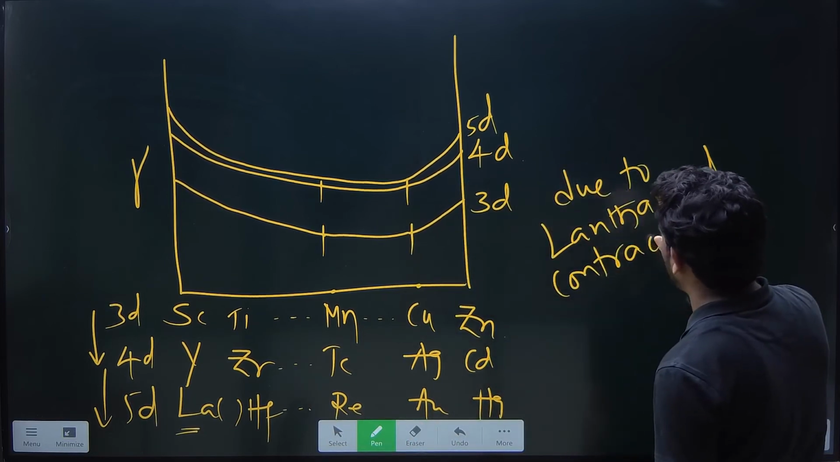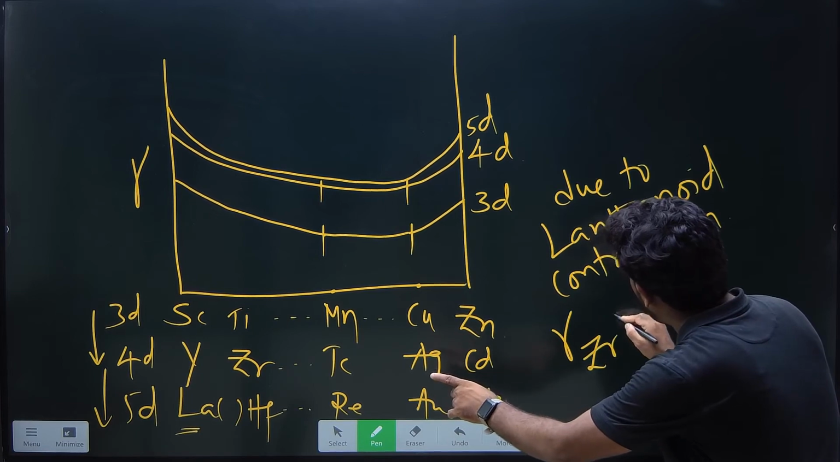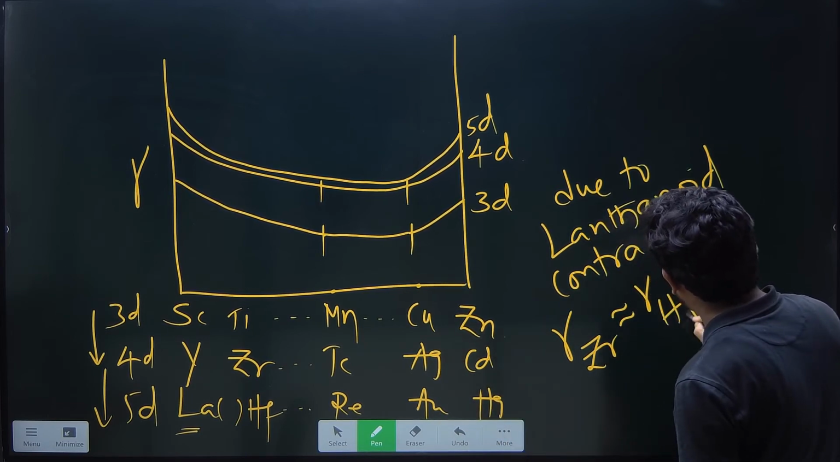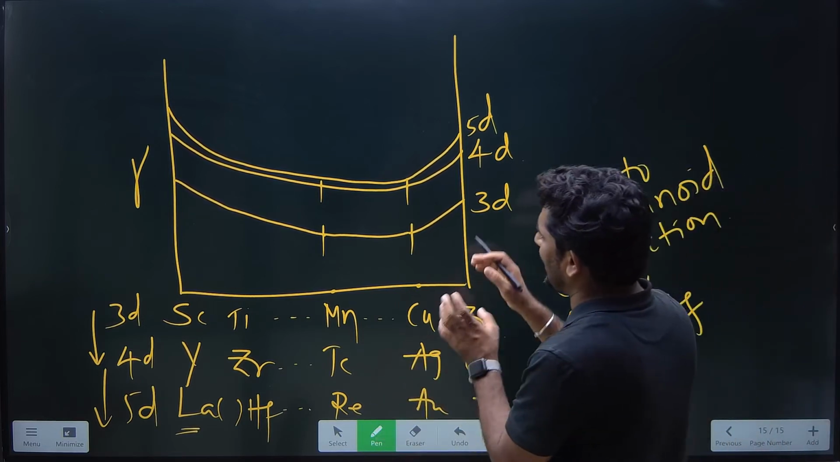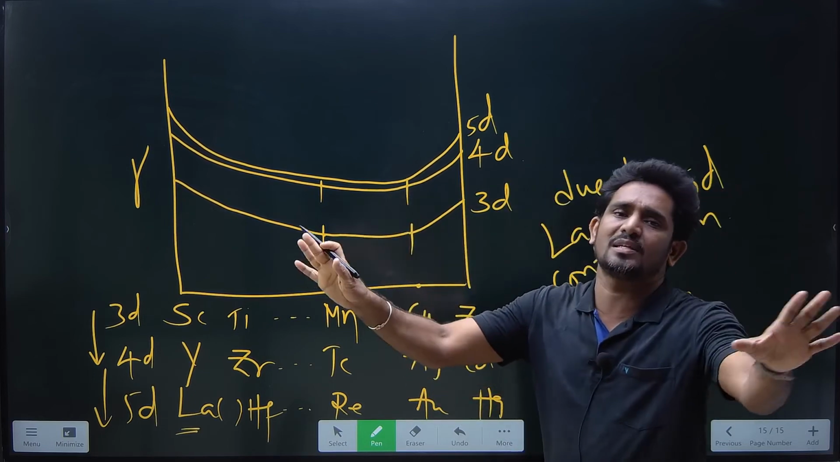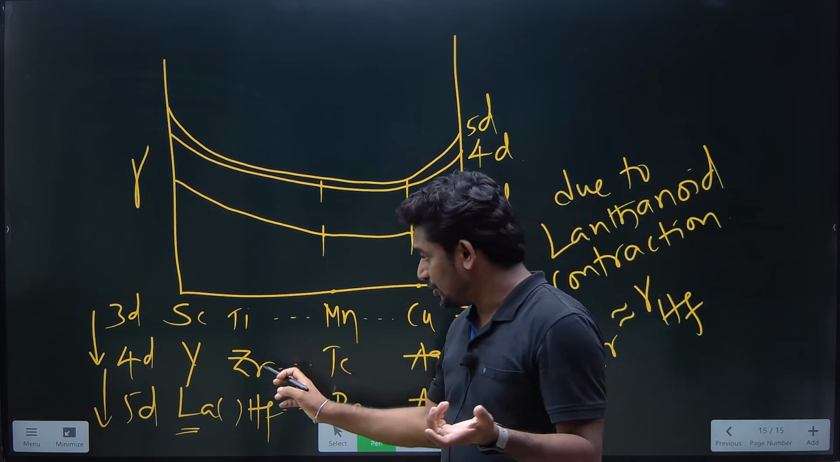So due to lanthanide contraction, the radii of zirconium and the radii of hafnium are approximately the same. Simple, इसमें कुछ भी नहीं. देखो, the respective elements of 4d and 5d will have approximately the same size. बस the corresponding elements, मतलब zirconium, hafnium.